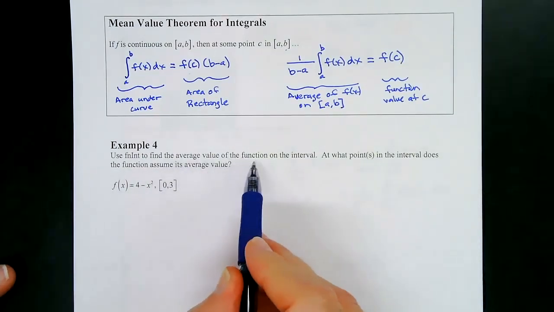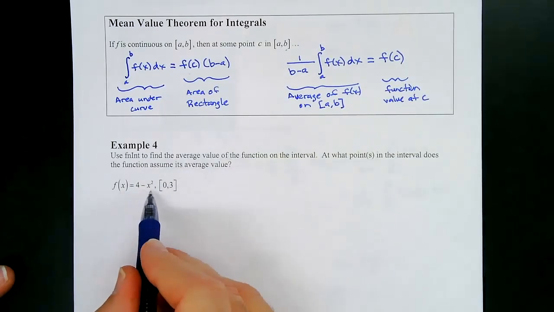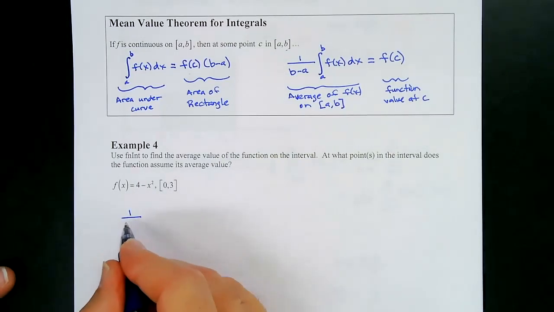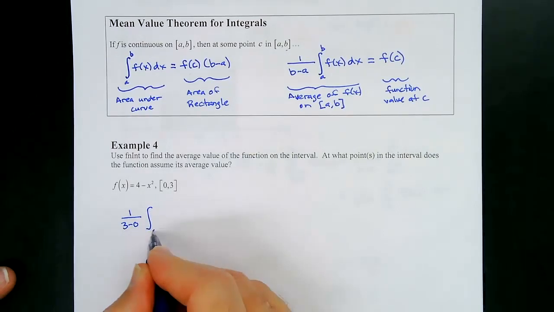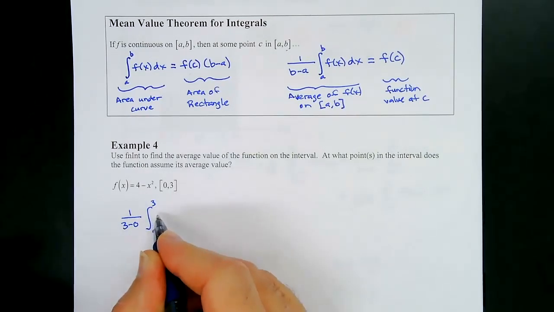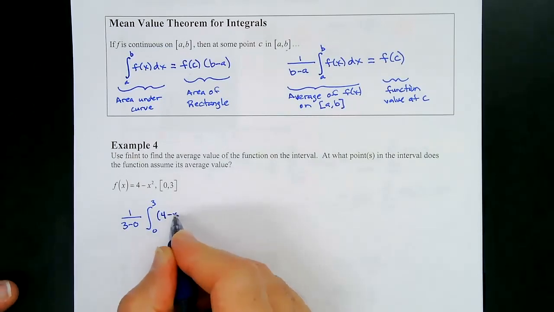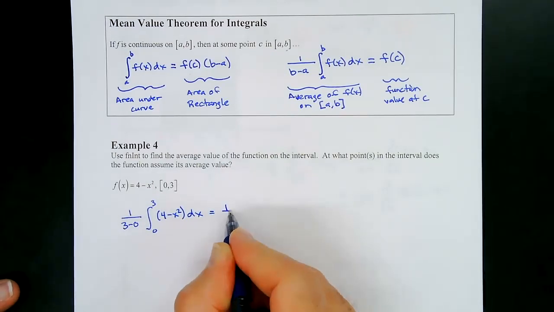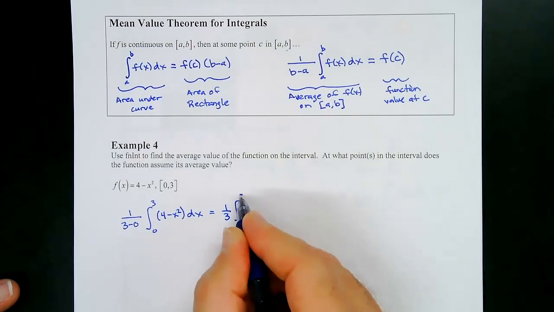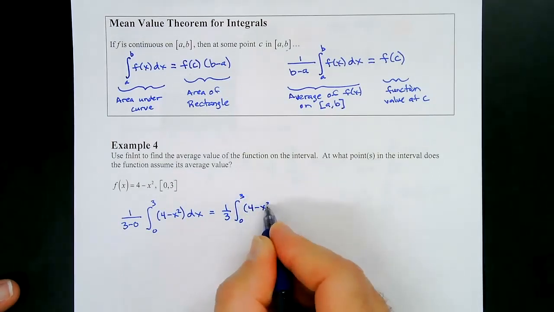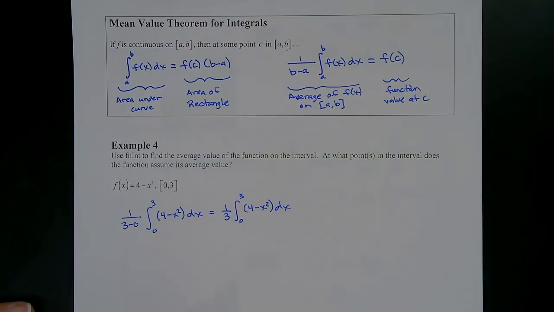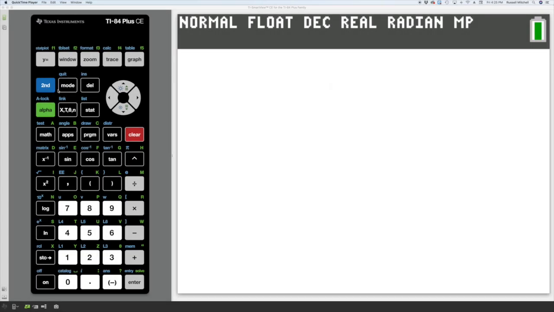So let's do the first part. Let's find this average value. So here's our function, f of x is 4 minus x squared, and we want to find the average value on this interval 0 to 3. So that'd be 1 over 3 minus 0 times the integral from 0 to 3 of f of x, which in this case is 4 minus x squared dx. So that comes out to be 1 over 3 times the integral from 0 to 3 of 4 minus x squared dx. Okay, so we're going to put this into our calculator and we'll come back and write it down. So now we want to put in 1/3. So alpha x, so 1/3.